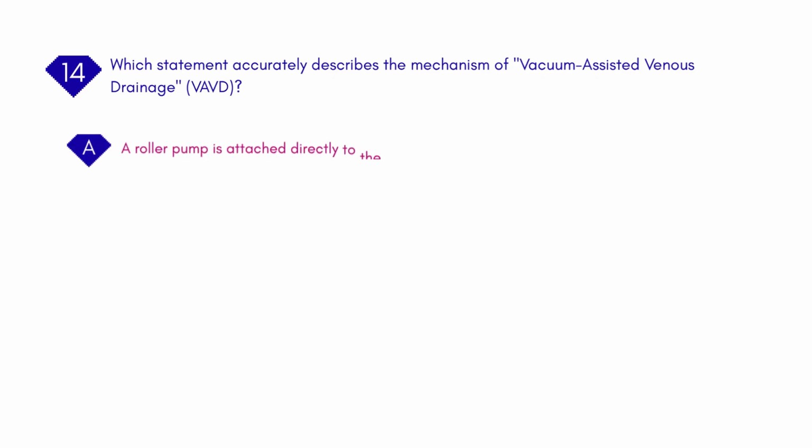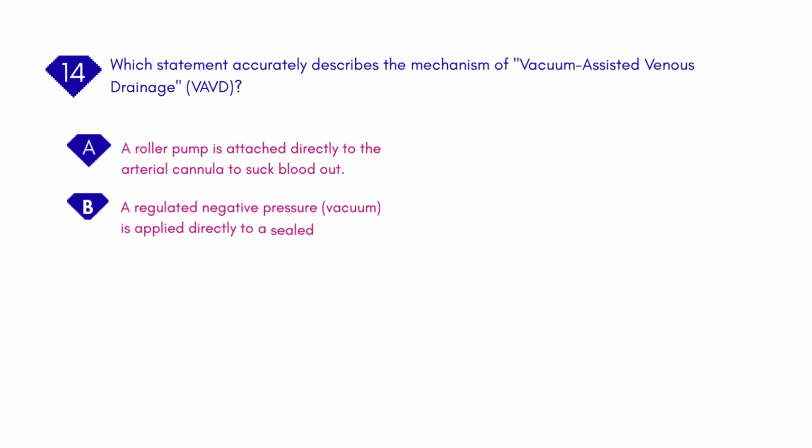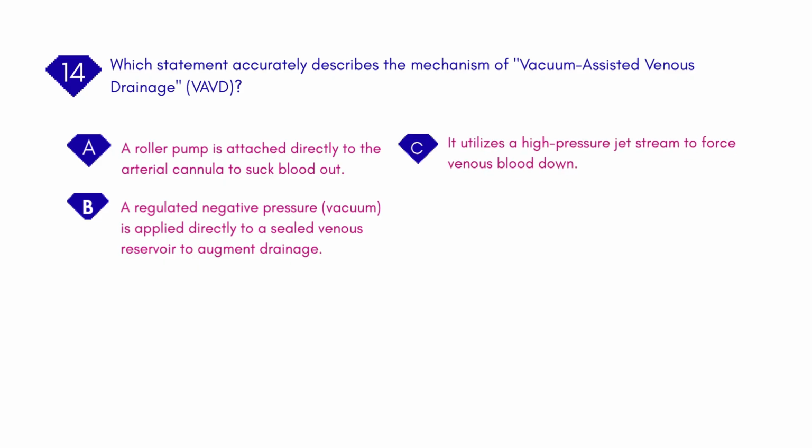Which statement accurately describes the mechanism of vacuum-assisted venous drainage, VAVD? A. A roller pump is attached directly to the arterial cannula to suck blood out. B. A regulated negative pressure, vacuum, is applied directly to a sealed venous reservoir to augment drainage. C. It utilizes a high-pressure jet stream to force venous blood down. D. It eliminates the need for an arterial filter entirely.